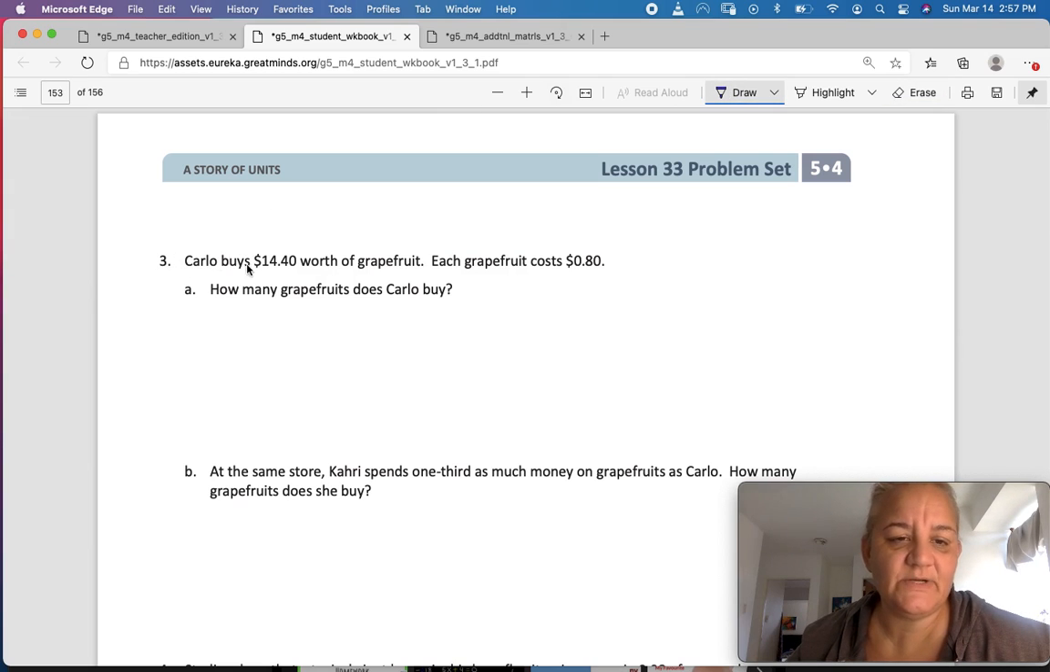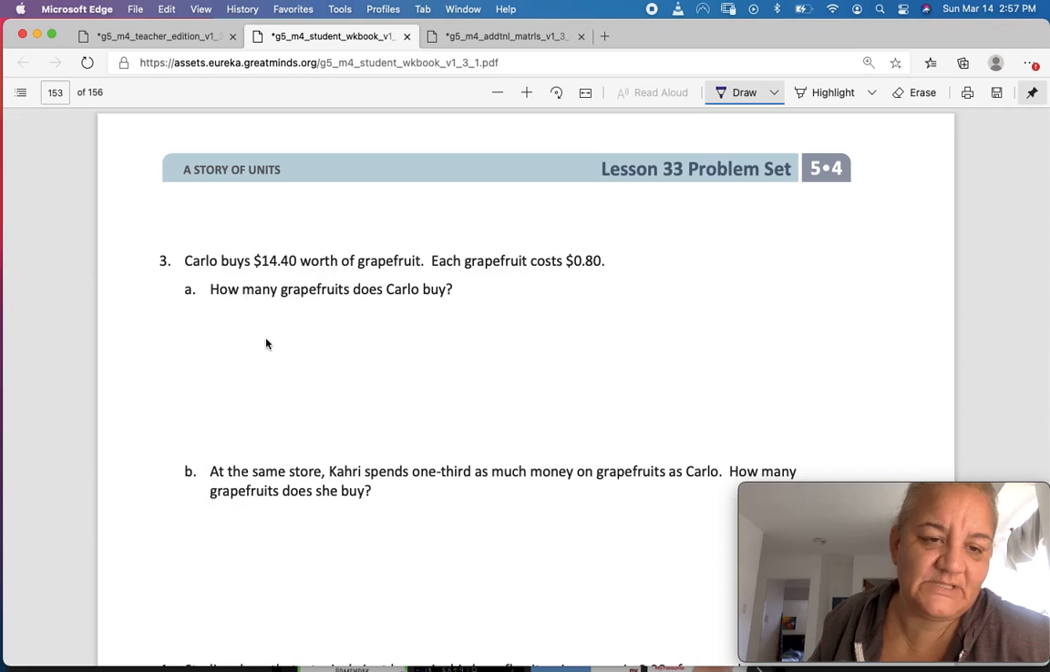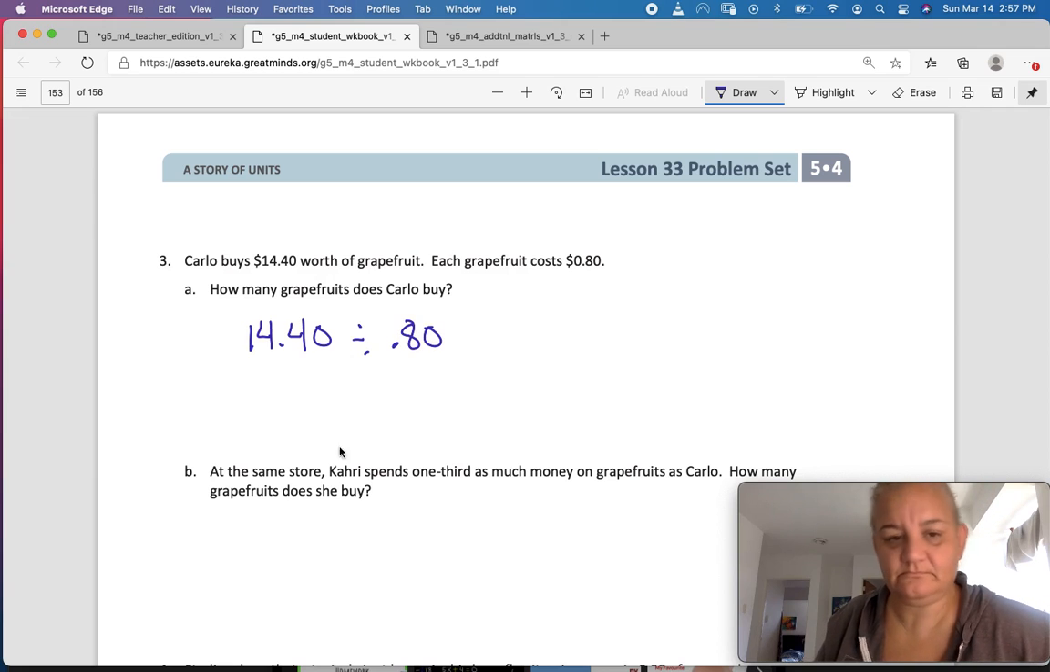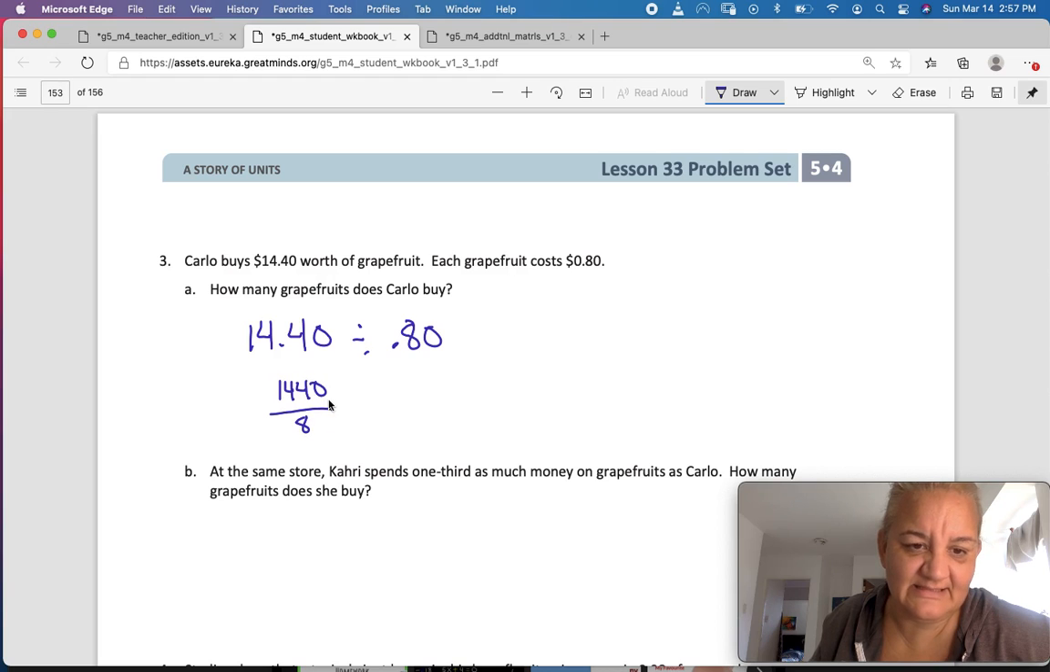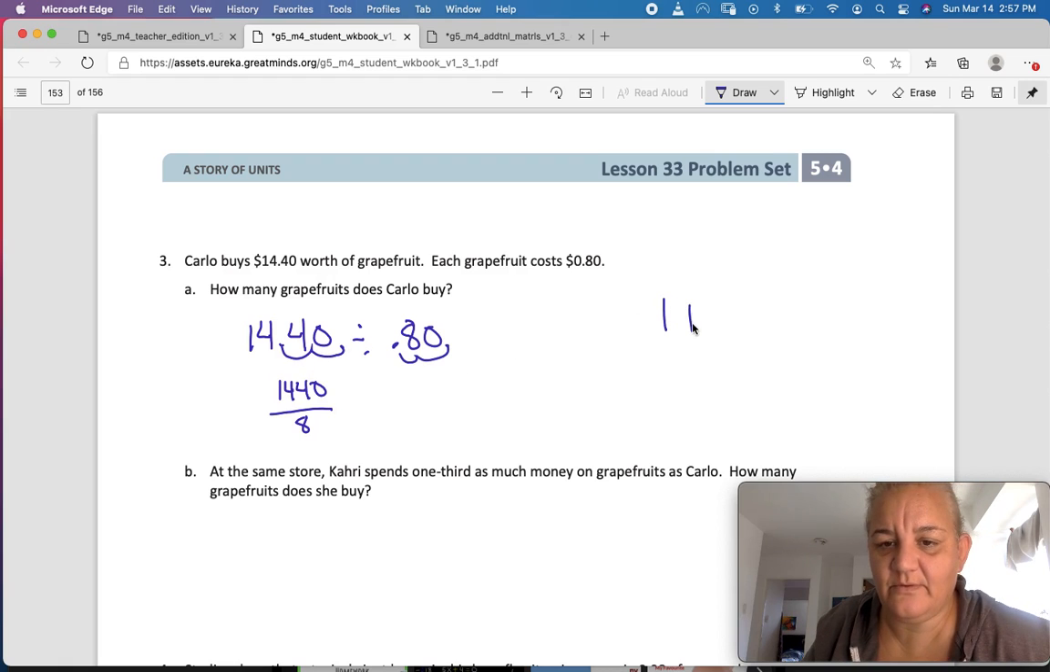Carlo buys $14.40 worth of grapefruit. Each grapefruit costs 80 cents. How many grapefruits did Carlo buy? So $14.40 divided by 80 cents. And I can just rewrite that by moving that decimal point over. And 1440 divided by 80.